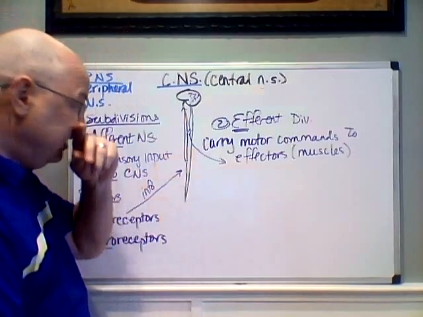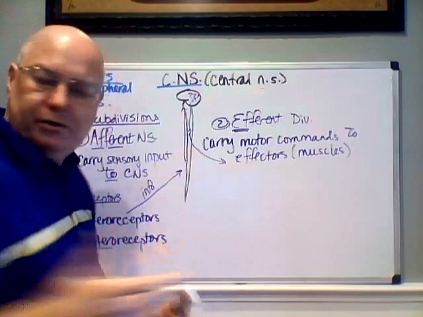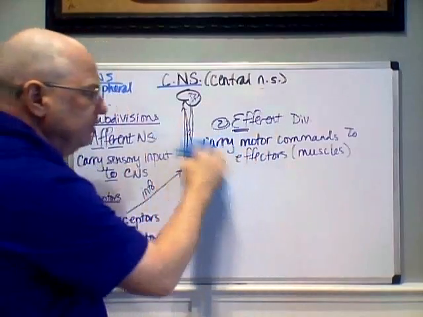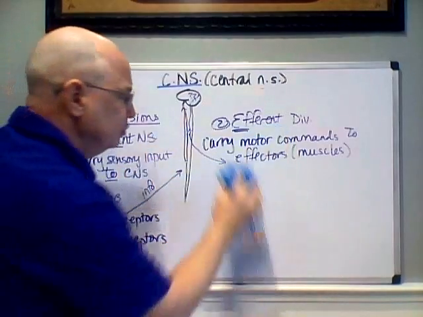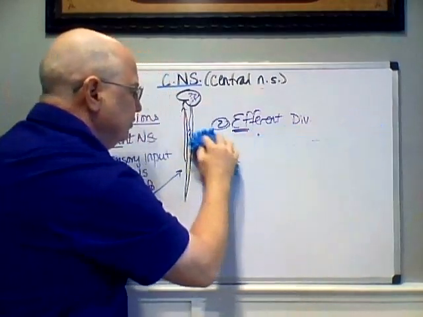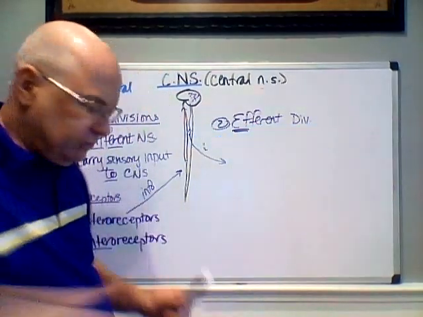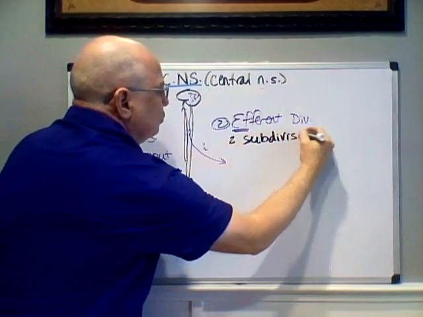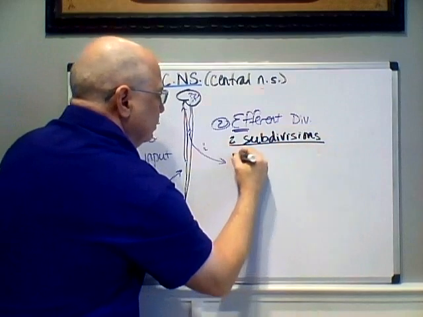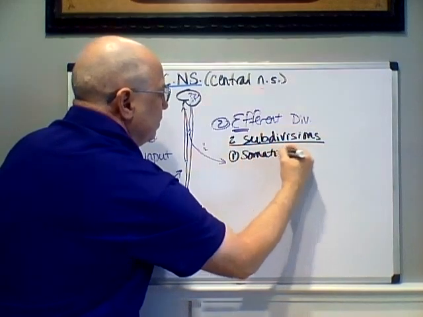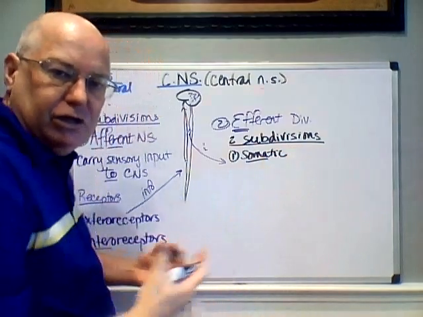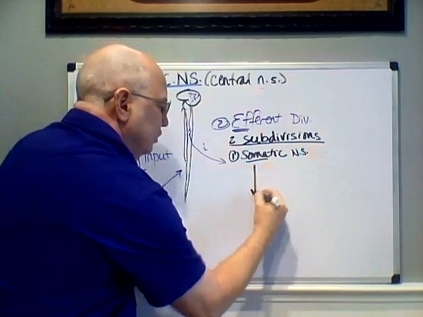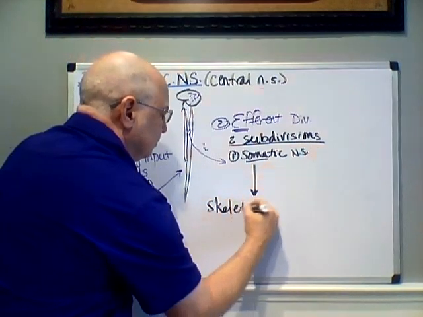So in the efferent division itself, I'm going to erase this motor commands because I need as much space as I can get here. But essentially, the efferent division is going to carry motor commands to our muscles, to our effectors. So the efferent division itself has two subdivisions. One of those subdivisions is called the somatic nervous system. The word soma means body, and this is going to move our body. So the somatic nervous system, or the somatic division, is going to control skeletal muscle.